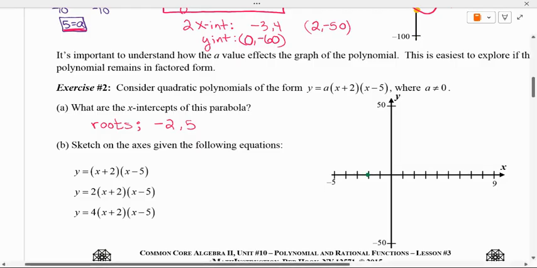So my roots don't change. I'm crossing at -2 and +5. And if I were to FOIL this out, what is the y-intercept of this function? Of the first one? What is 2 times -5? It's -10. So this actually crosses the y-axis at -10. So this might look something like this. That's the first function.